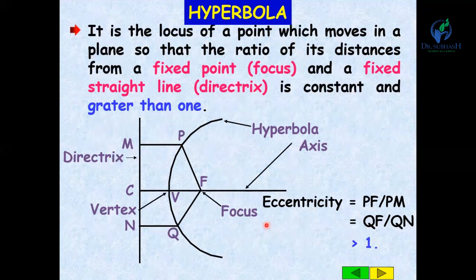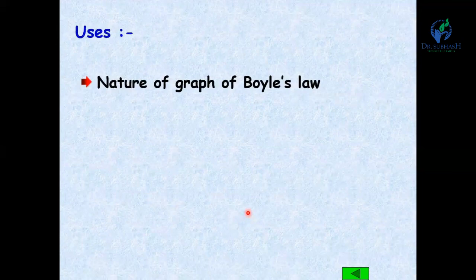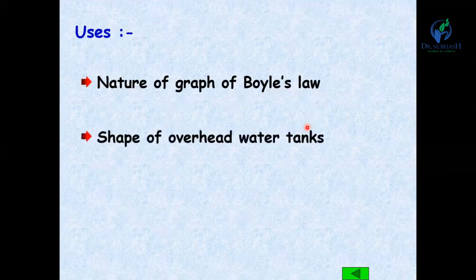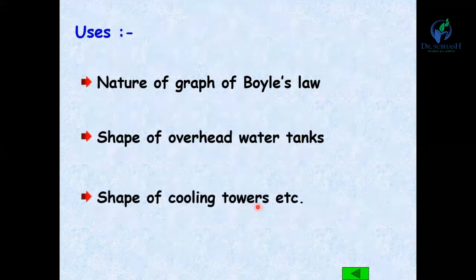Now you have to remember that the eccentricity of an ellipse is less than 1, the eccentricity of a parabola is equal to 1, and the eccentricity of a hyperbola is greater than 1. Now the uses of this hyperbola: nature of the graph of Boyle's law, shape of overhead water tank, shape of cooling tower. So these are the different uses of the hyperbola.